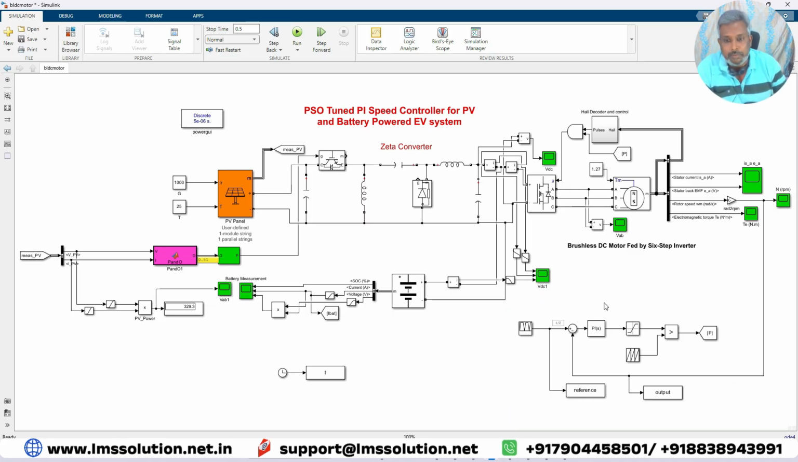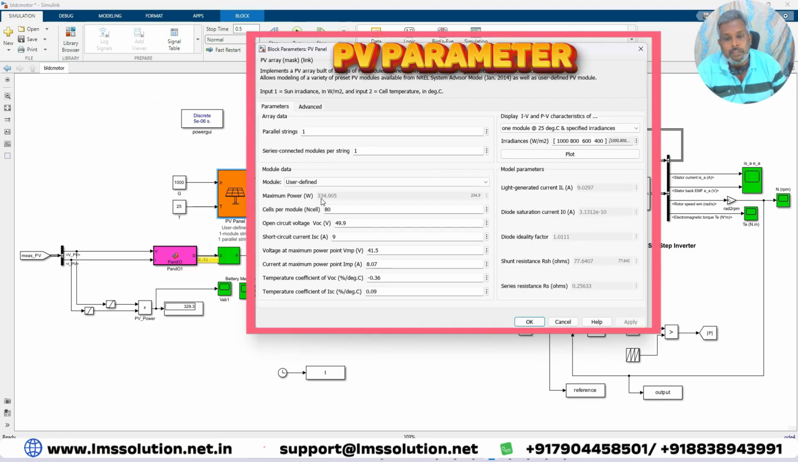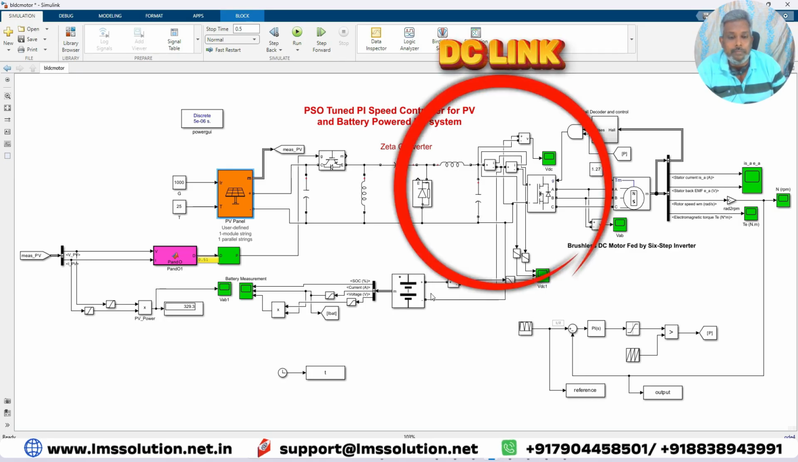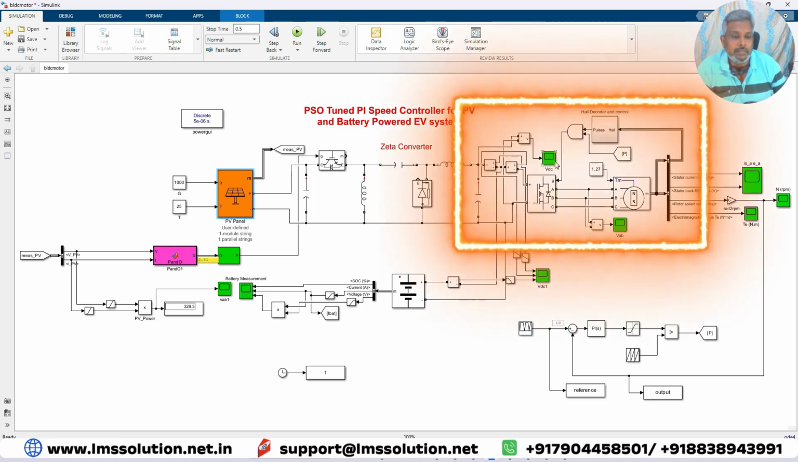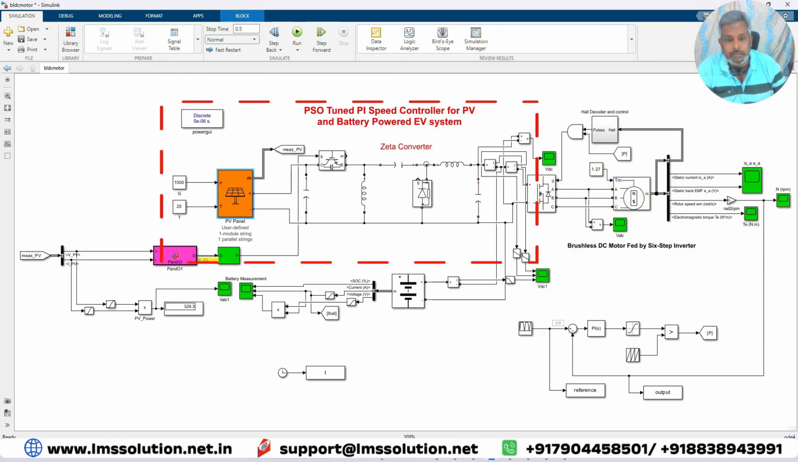Here the system has a PV panel. The PV panel rating is around 334 watts. Voltage will be 41.5 and then current is 8.07 amps. That is going to be connected to the common DC link. This is the DC link, and the DC link has a battery as well as the EV motor. Here the EV motor is considered as a BLDC motor, and this PV is going to be connected to the DC link via this theta converter.